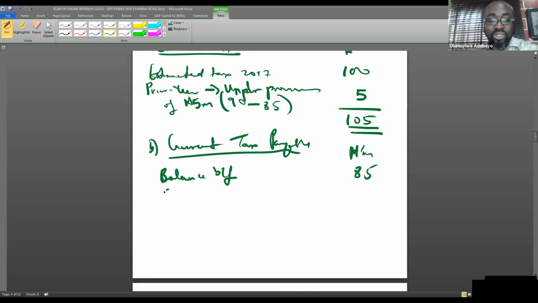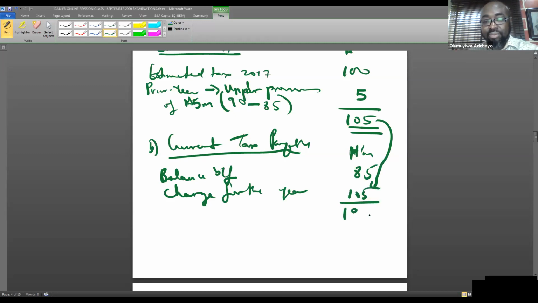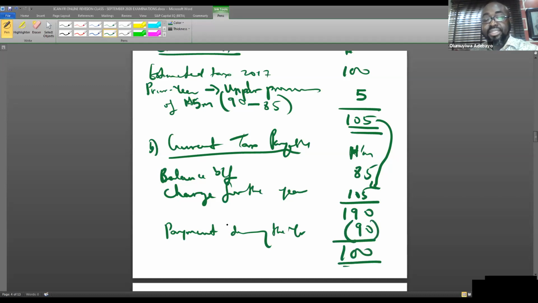I brought it forward. Now, what was my charge for the year? Remember, 105 was our charge for the year. I'll bring it down, which shows my total liability should be 190. But remember that we're told that we have made payments during that year to FRS. How much was the payment made? 90. Which shows that what is left to be paid should, all things being equal, relate to my balance, which will be carried forward.